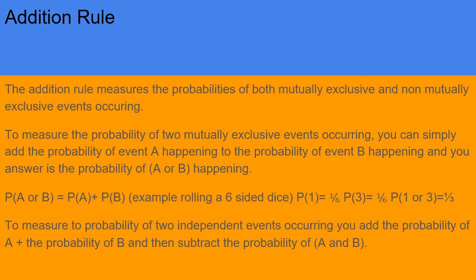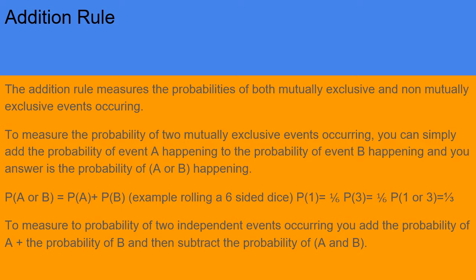And now on to the addition rule. This is what our assignment is on. The addition rule measures the probability of either mutually exclusive or non-mutually exclusive events occurring. This is event A or event B occurring out of a possibility of events. Basically, it's adding probabilities. For a mutually exclusive event, I use here, for example, rolling a 6-sided dice.